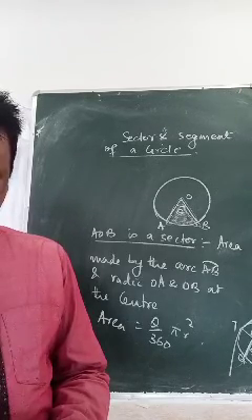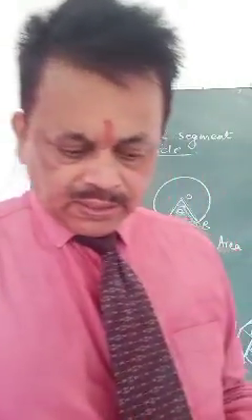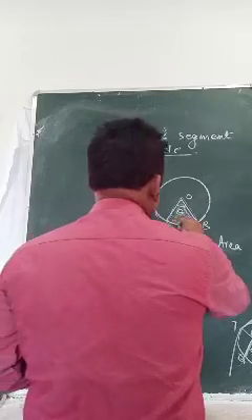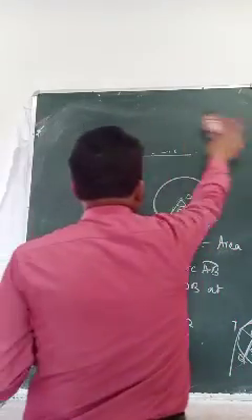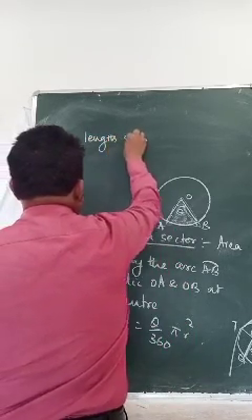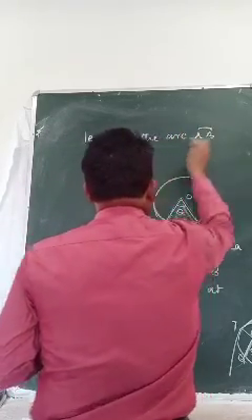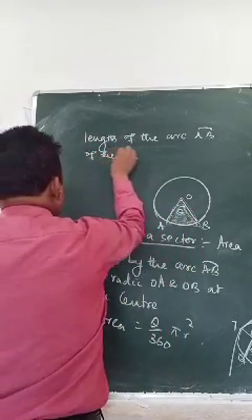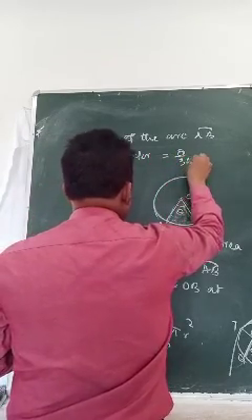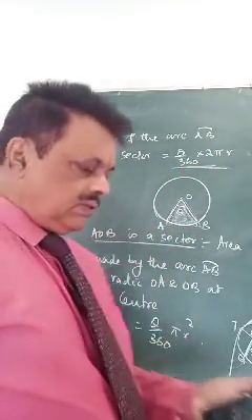Similarly, if you are asked to find the length of the arc of the sector, that means if you are asked to find the length of this arc AB of the sector, that is theta by 360 into 2 pi r. This is important for you. Okay, this is about the sector.